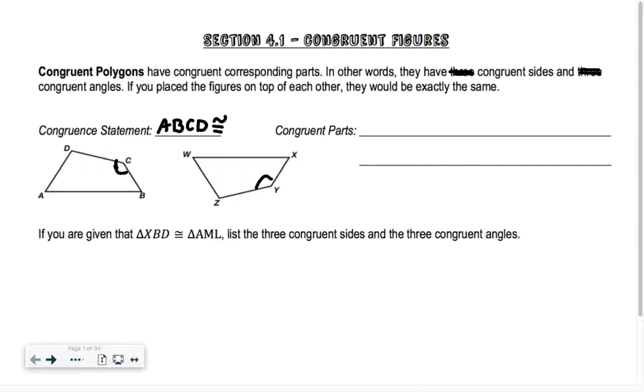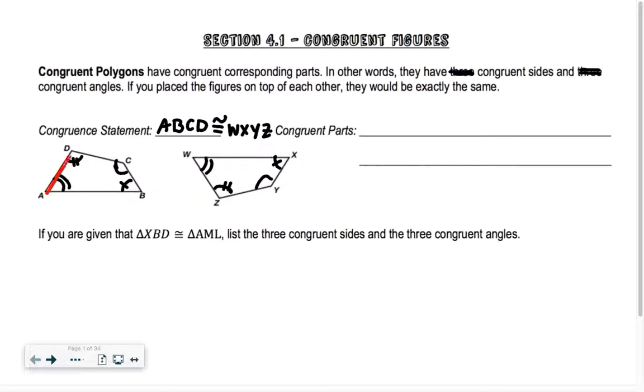I think it is WXYZ. I think I did it in alphabetical order. Isn't that nice of me? All right, so I think it's A, B, C, D, and then it's W, X, Y, and Z. But we should always check that because they're not always the same. So imagine cutting it out and rotating it and putting it directly on top of the other one. Does that make sense?